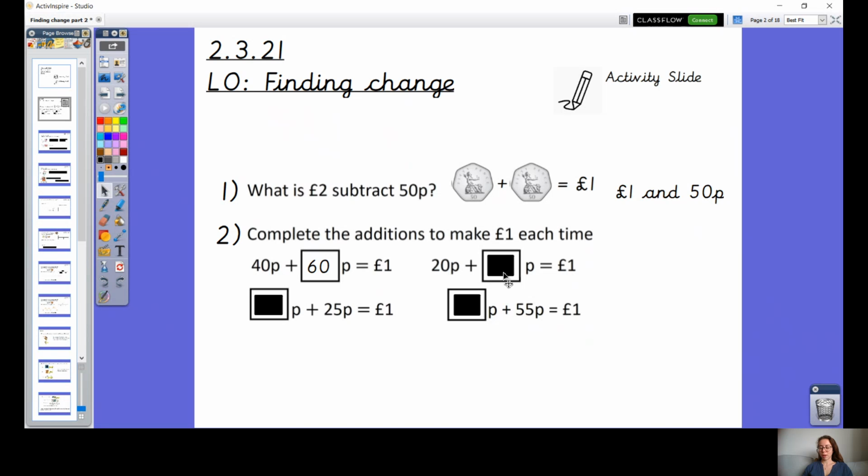What about 20p? 20p and what make £1? We know that 2 and 8 make 10, so 20 and 80 make £1. And let's have a look down here, slightly more tricky. 75p and 25p make £1. And 45p and 55p make £1. Well done.